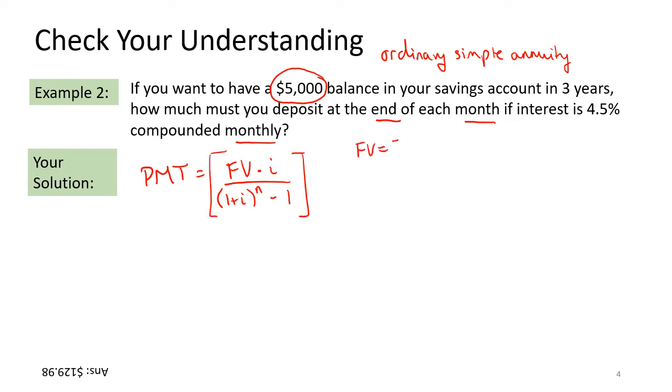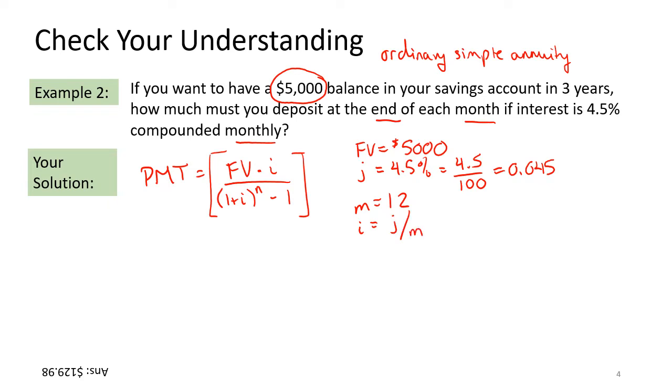So in this instance, your future value, well, it says you want it to equal $5,000. Okay? You know that your nominal interest rate is 4.5%, which is 4.5 divided by 100, removing the percentage sign, which gives you 0.045. Okay? Your number of compounding periods per year, M, is 12 because it's given as monthly. So your periodic interest rate, I, is equal to J divided by M, which is 0.045 divided by 12.